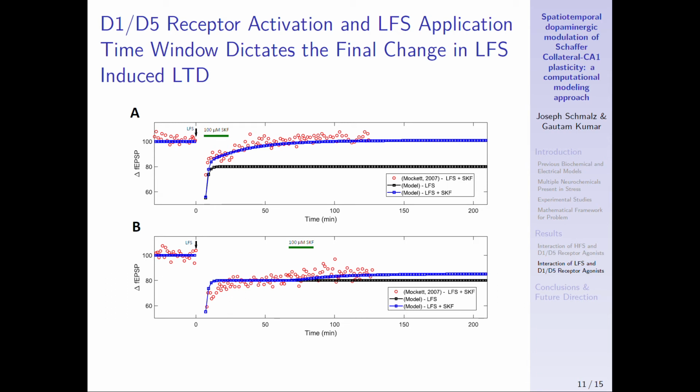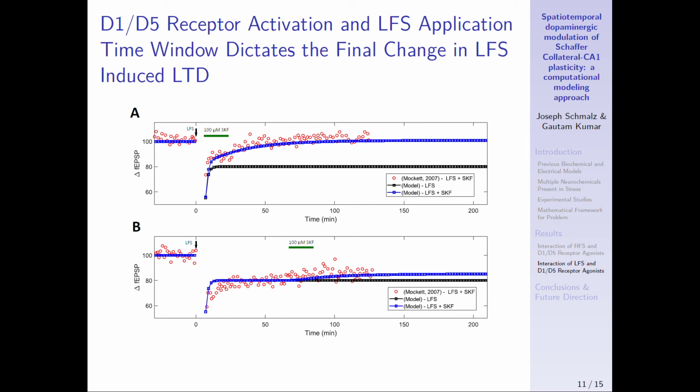Next, we examine how well our model captures the dopaminergic modulation of low-frequency stimulation of the Schaffer Collateral-CA1 synapse. As I mentioned before, the frequency of the electrical stimulation will dictate if the electrical input will increase or decrease the synaptic strength. Here, low-frequency stimulation is applied, which depresses the synaptic strength.